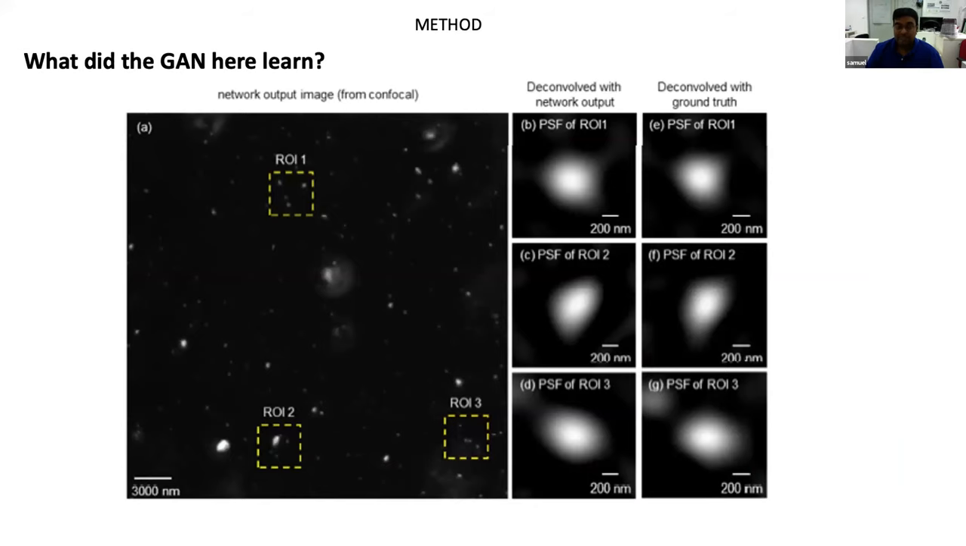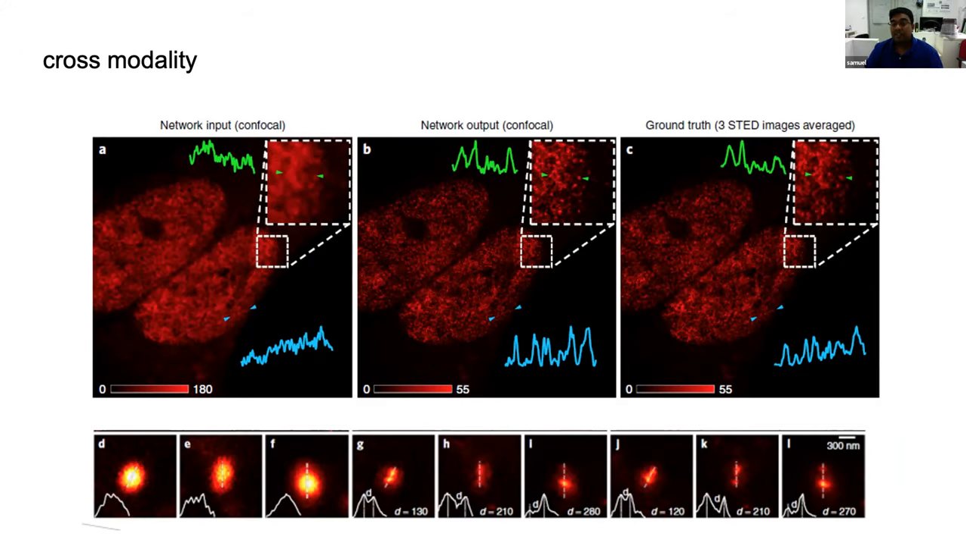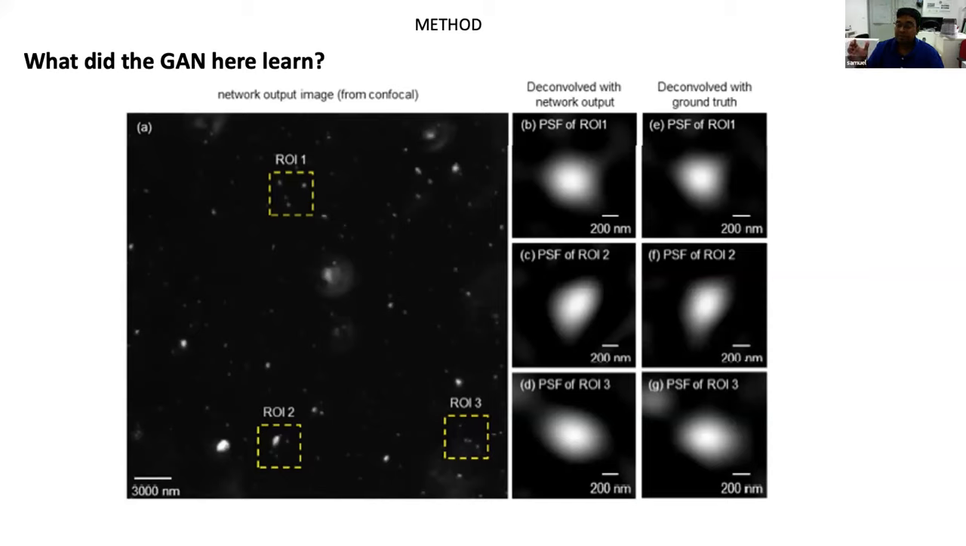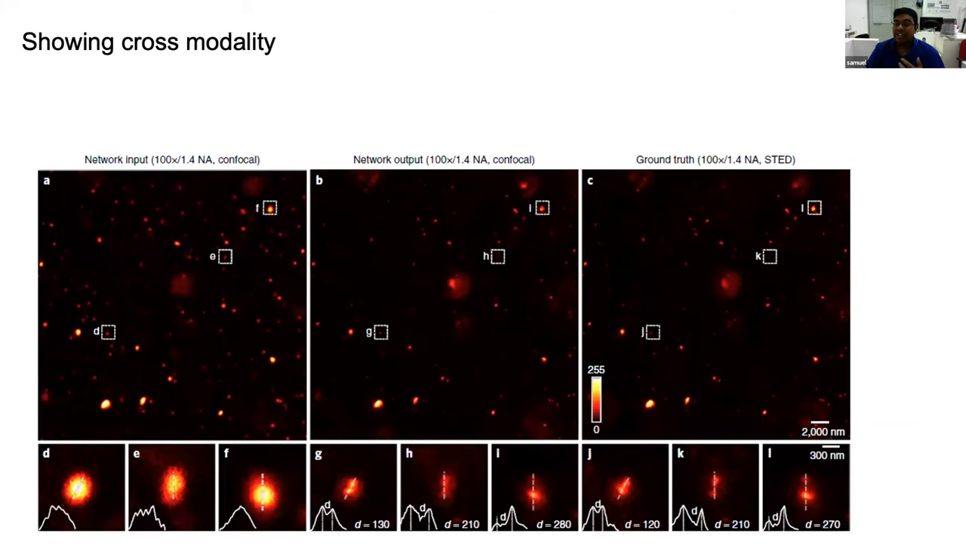Once they figured out that the model was giving cross-modality, they wanted to understand what this network learned. They took time to debug the black box. And they found out that what this GAN network learned was something known as the point spread function, which we learned about in the class. The point spread function is nothing but how a sample image will react to a point source of light. So the GAN network over here learned the point spread function. By learning it, it could generate images which were equal to 10 times or 20 times better than what it was given.